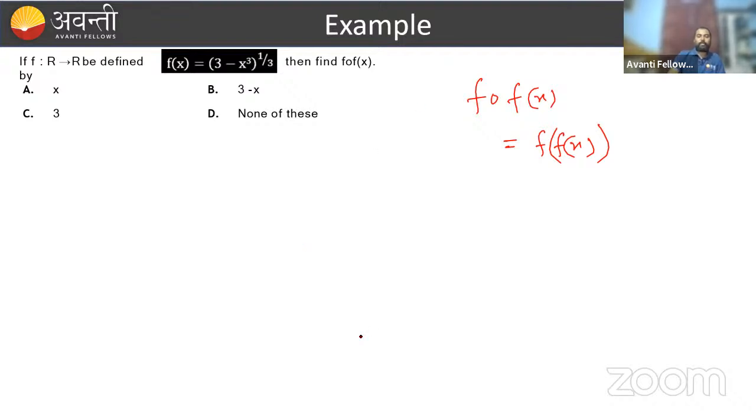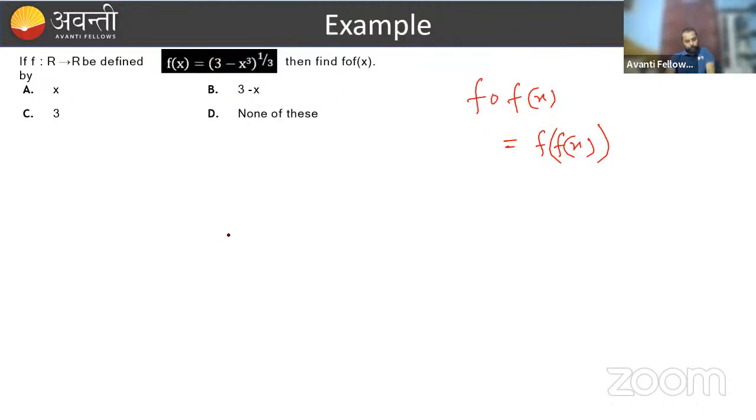Okay, ठीक है? चलो. Fine. What is the answer you are getting? Let's respond in the chat box. Everyone, please. जल्दी बताओ यार. अच्छा. Did you solve it? Yes or no?